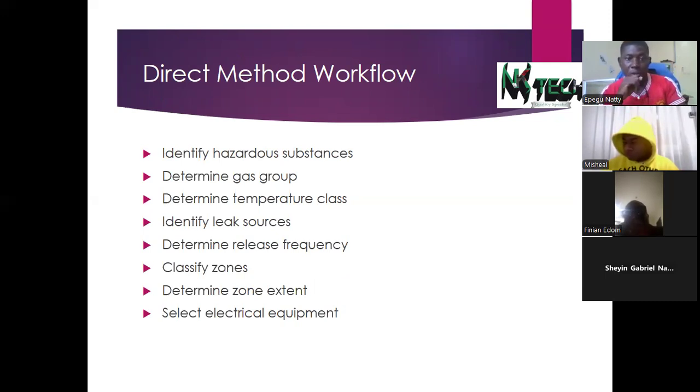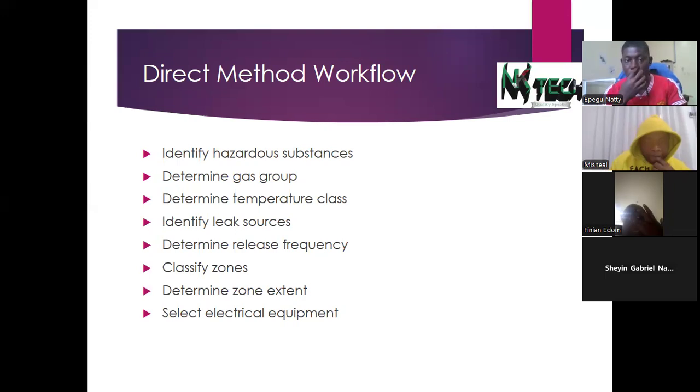The first step is to identify the hazardous substance. So whenever you get to a plant, the first thing is you know what is going to cause hazard, right? You know the chemicals or the gases involved, and these are mostly the highly vaporized gases that you can look out for. The next thing is you determine the gas group. These gases are grouped into various groups.